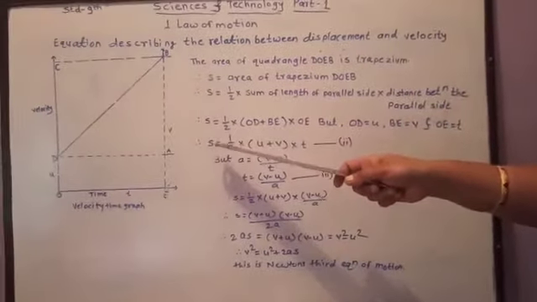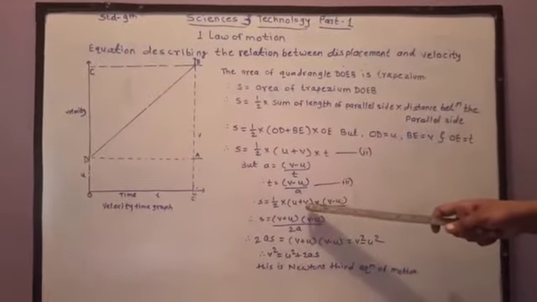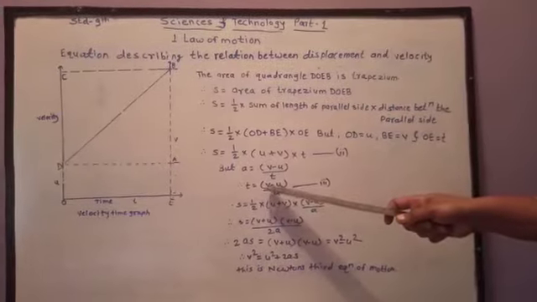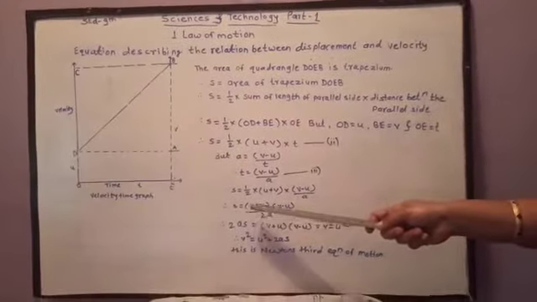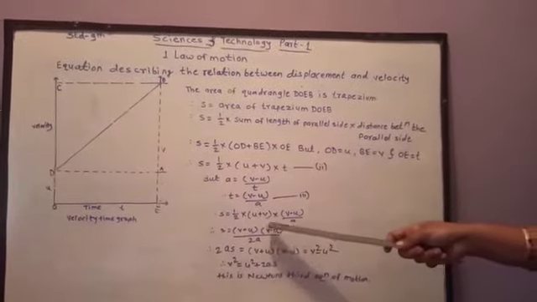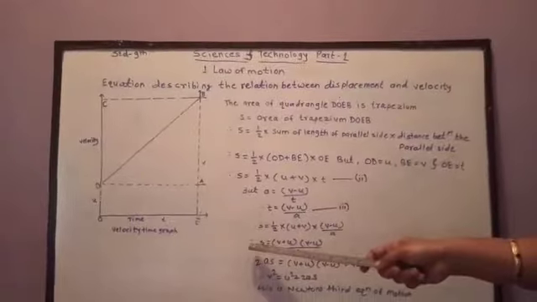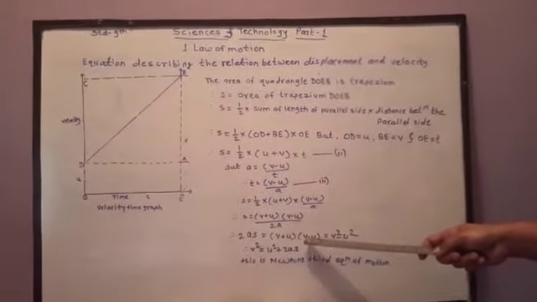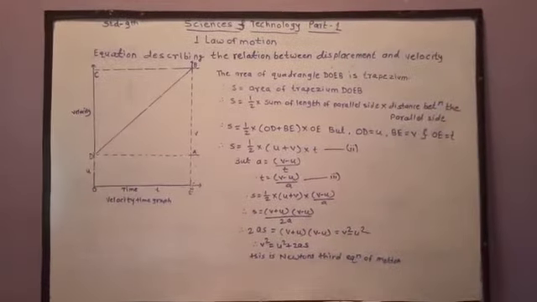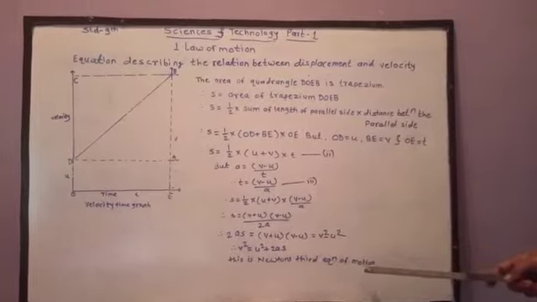S is equal to 1 upon 2 into OD plus BE is u plus v, into t is v minus u upon a. S is equal to v plus u in first bracket into v minus u in second bracket upon twice a. Therefore, twice a into S equal to v plus u into v minus u equal to v square minus u square. v square equal to u square plus twice aS. This is Newton's third equation of motion.